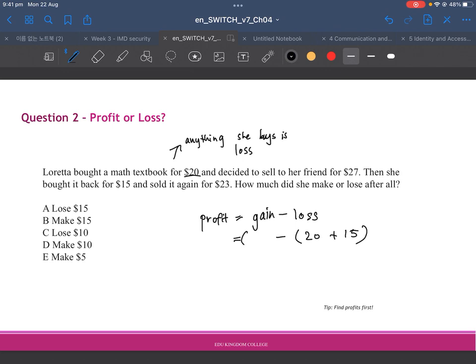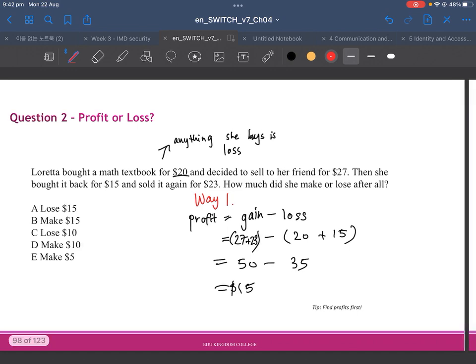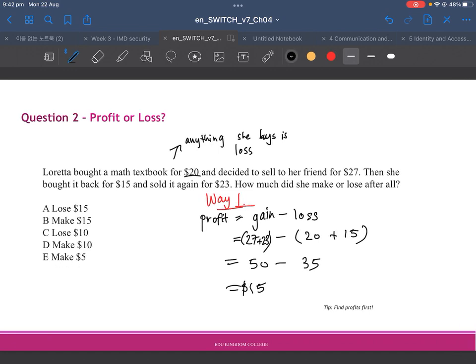Now let's see how much she gained in total. She sold it for $27 initially, and then she sold it again for $23. Now we just do our maths and add it up. We get 50 minus 35. So in total, her profit was $15. Now this is one way to do it. This is way 1. In fact, this wouldn't be the way that I would solve it if I were doing the question.